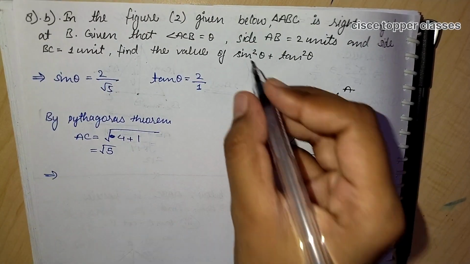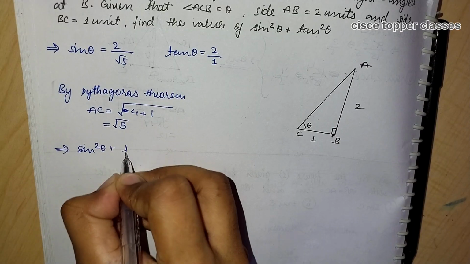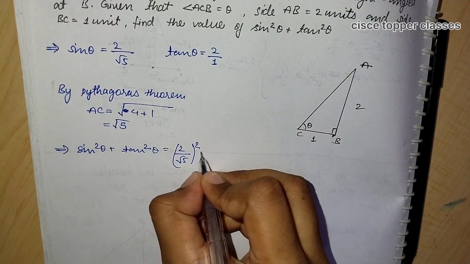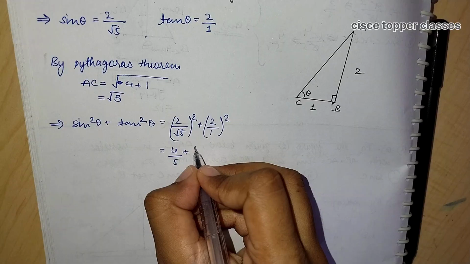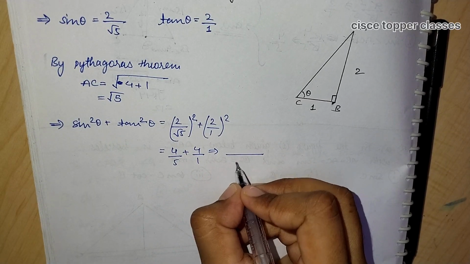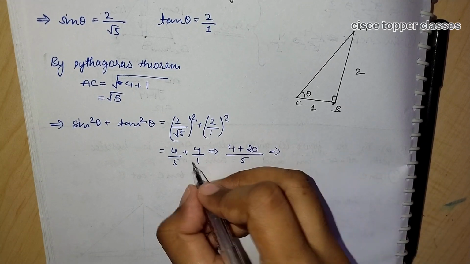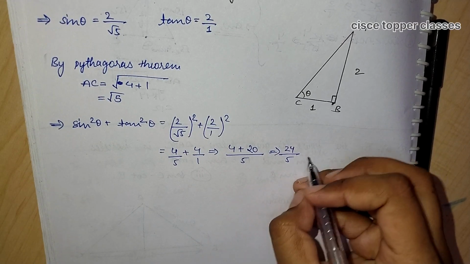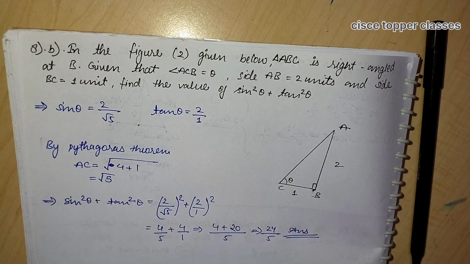From here only we have to find sin square theta plus tan square theta. So we'll put the value: sin square theta plus tan square theta equal to 2 by under root 5 whole square plus 2 by 1 whole square. So this will be 4 by 5 plus 4 by 1. We can take the LCM here, so it will be 5, and here 4 plus 20 because 1 into 5 on taking LCM. So 24 divided by 5 is the final answer in this question. This is the solution of 8 second part.